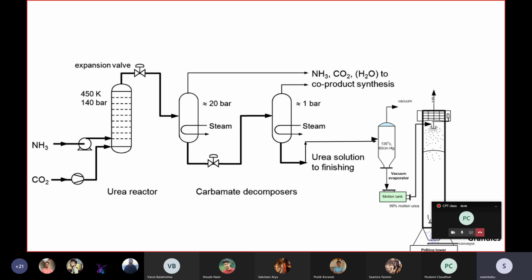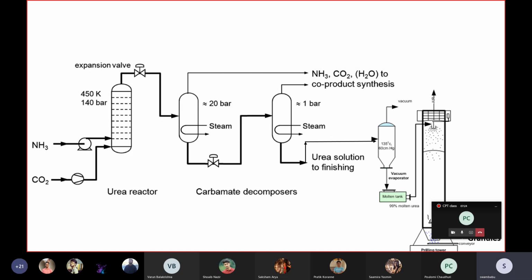First we'll use an expansion valve for gradual reduction of the pressure. The reason for the gradual reduction is that if you suddenly release the pressure or suddenly compress it, ammonium carbamate can form as crystals, and ammonium carbamate crystals can be a dangerous thing. So the pressure will be released very gradually from 140 bar to 20 bar, then heated, then again released to 1 bar pressure. So finally we get urea solution.